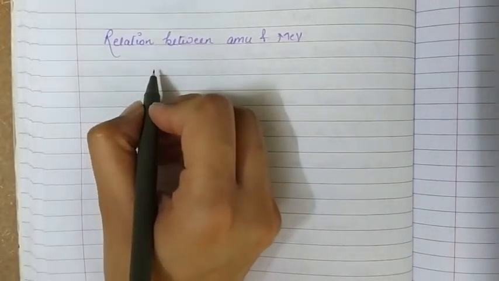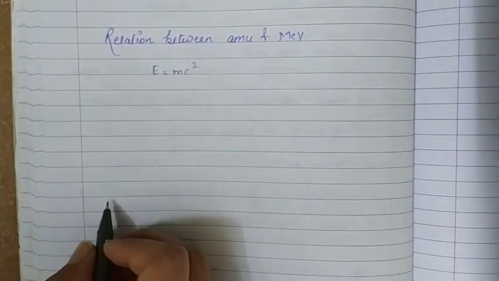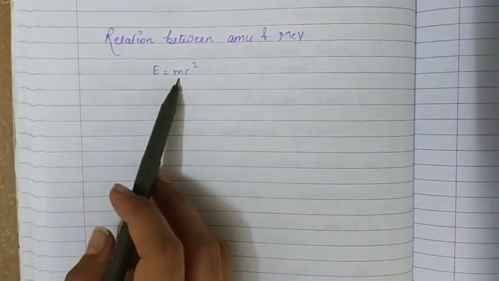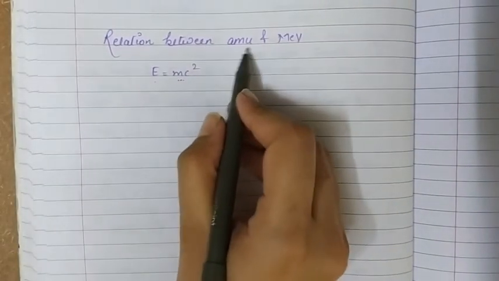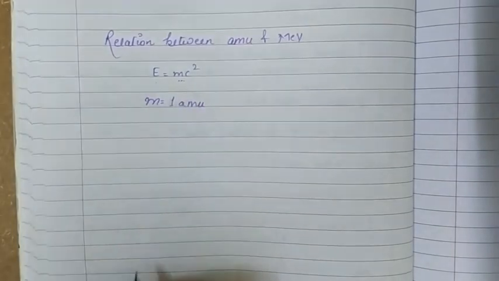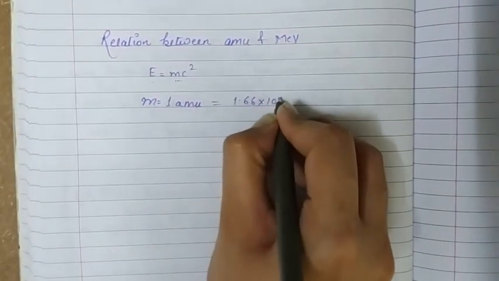Now let's set up a relation between AMU and MeV. AMU is a unit of mass, MeV is a unit of energy, and by Einstein's mass energy equivalence we know that E is equal to mc square. This relation shows that the energy content of an object is equal to its mass times the square of the speed of light. To find the energy equivalent to one atomic mass unit, we take m equal to 1 AMU, which means 1.66 into 10 to the power minus 27 kilograms.